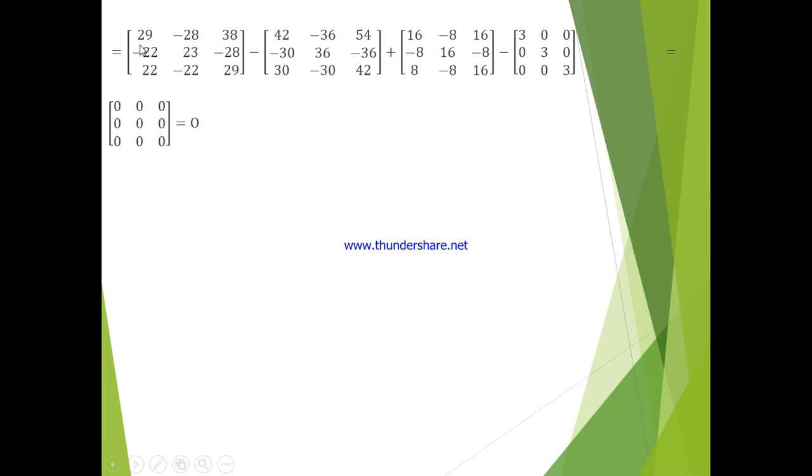So finally we have to add 29. Here the minus sign is outside, so this minus is common for all the elements in this matrix. Here also this minus is common for all the elements. So we have to include this minus also.